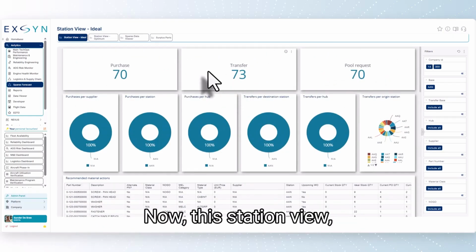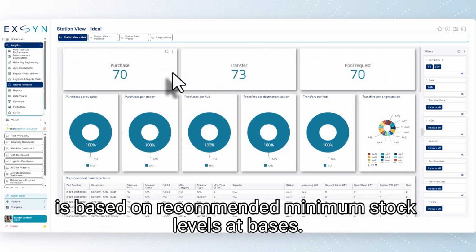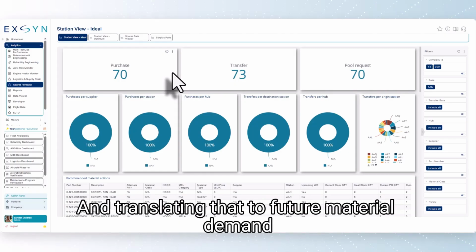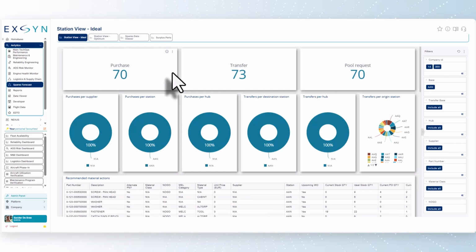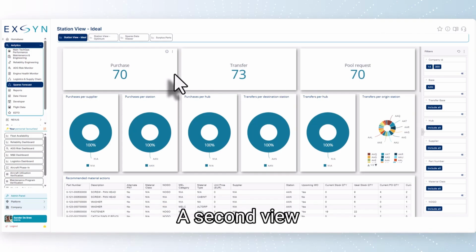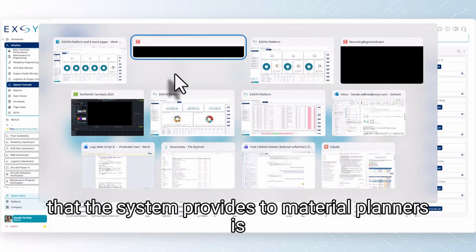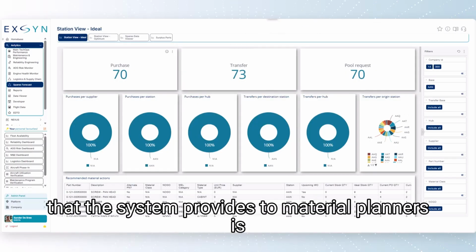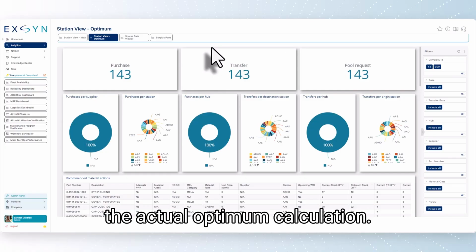Now, this station view, as we call it, is based on recommended minimum stock levels at bases and translating that to future material demand due to maintenance that needs to happen on those bases. A second view that the system provides to material planners is the actual optimum calculation.